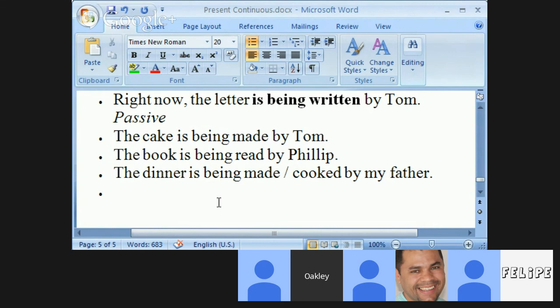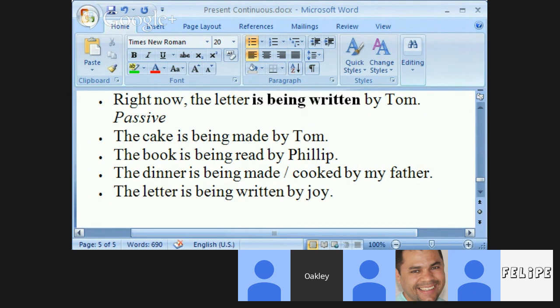Mike, you want to give this a try? The letter is being read by Joy. Okay. Now, of course, the problem here, you need the past participle. So you need written. Oh, okay.